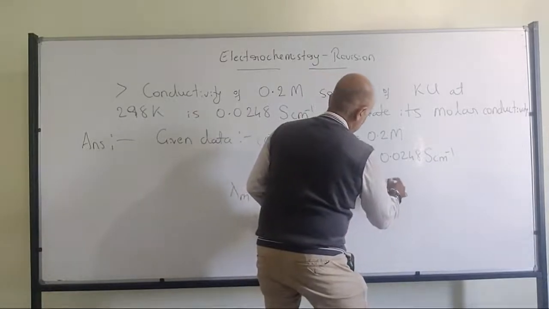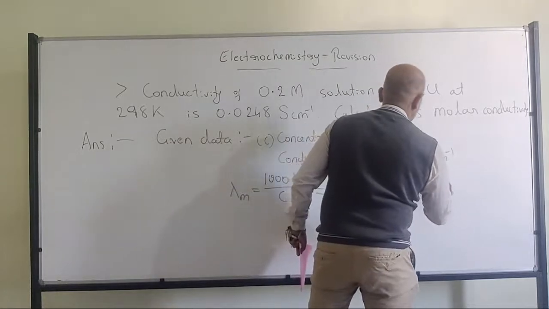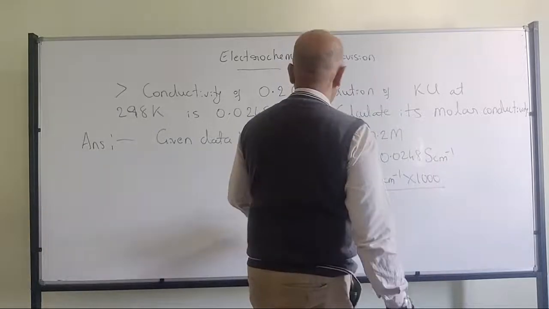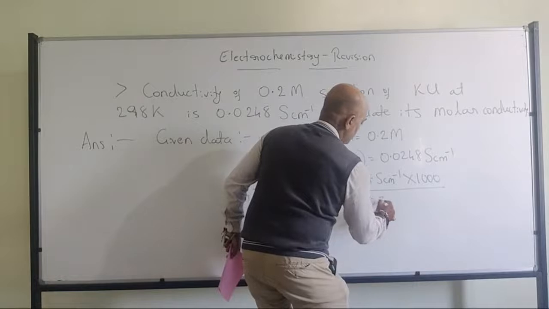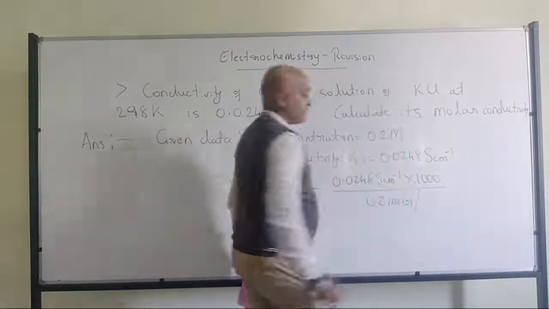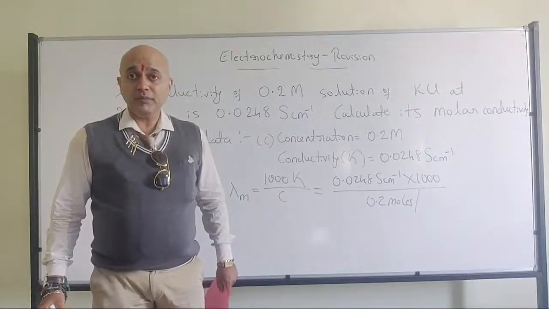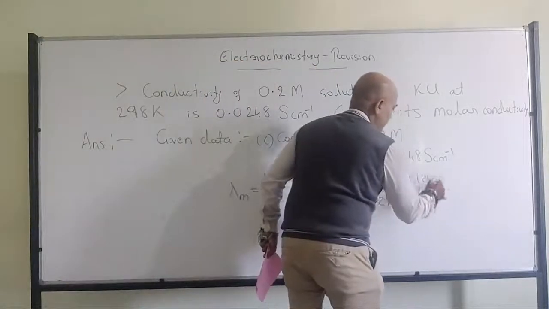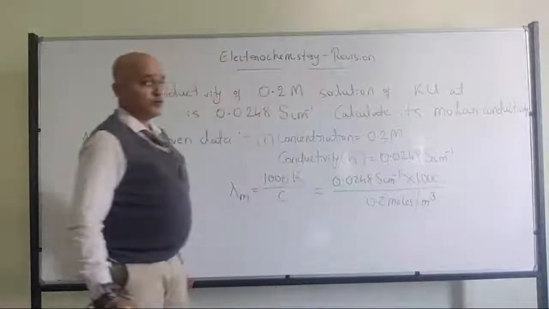0.0248 Siemens per centimeter multiplied by 1000, divided by concentration. How much they have given? 0.2 moles per dm cube. Now dm cube, d we have taken it as 1000, so we will mention it as meter cube.